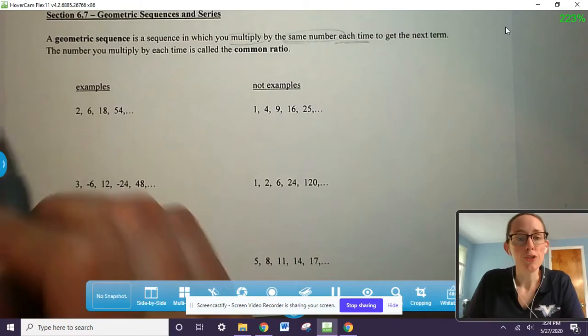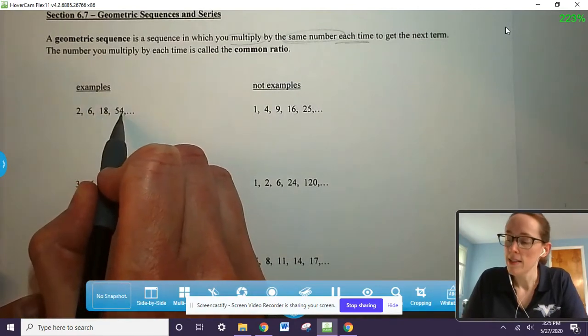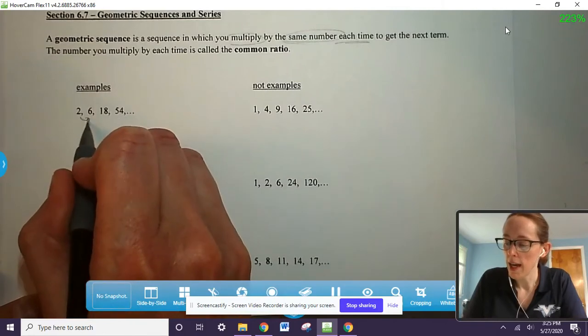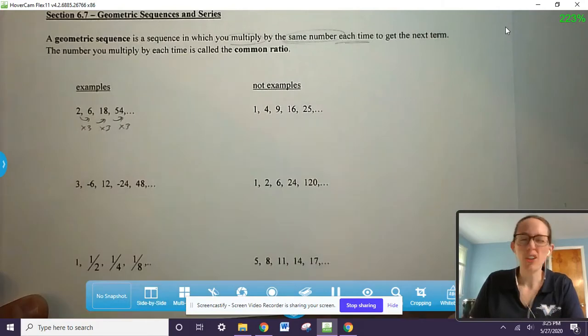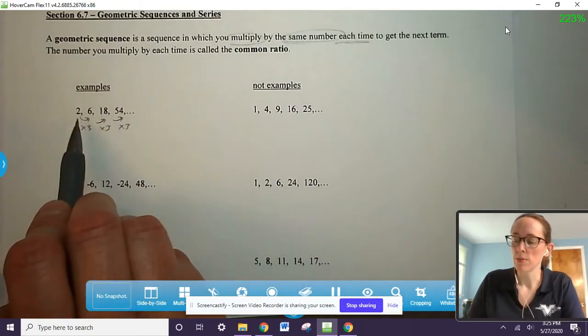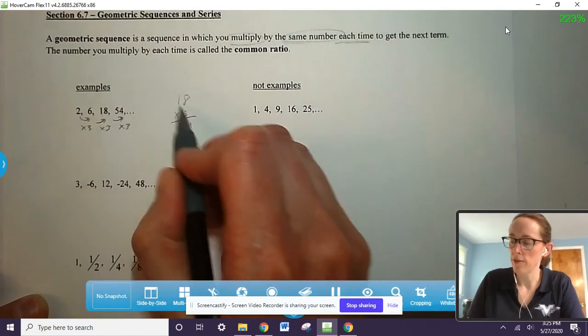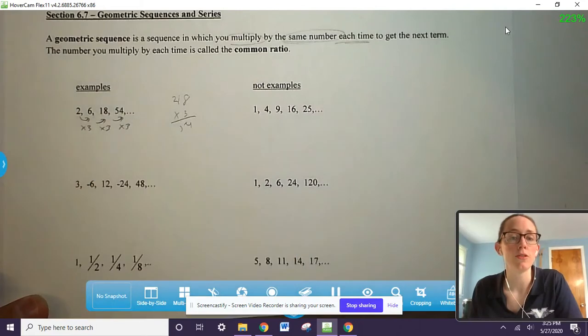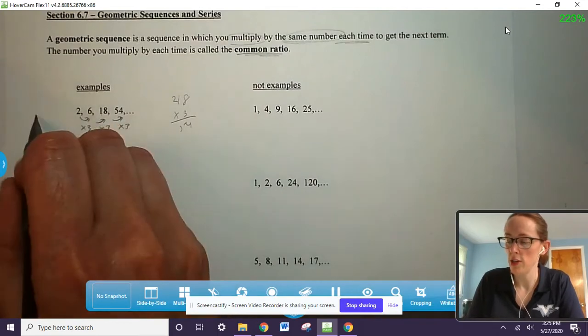This sequence is geometric. That's my first term, second term, third term, fourth term. I can tell it's geometric because it's times 3 every single time to get to the next term. I don't know off the top of my head that 18 times 3 is 54, but since this was times 3 and this was times 3, if I check that, sure enough, 18 times 3 is 54. So the pattern holds. This is called my common ratio. This one's geometric and the common ratio is 3.